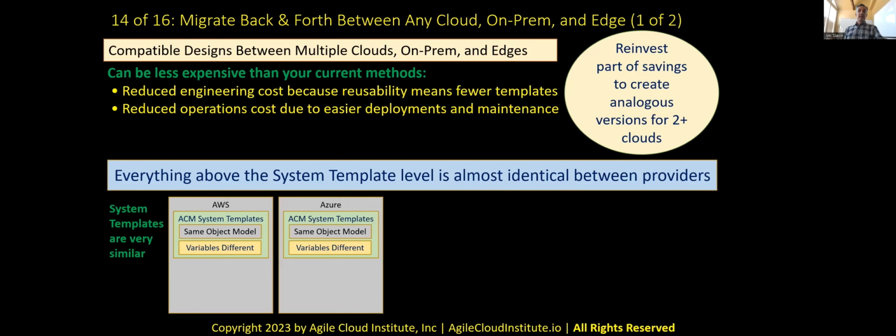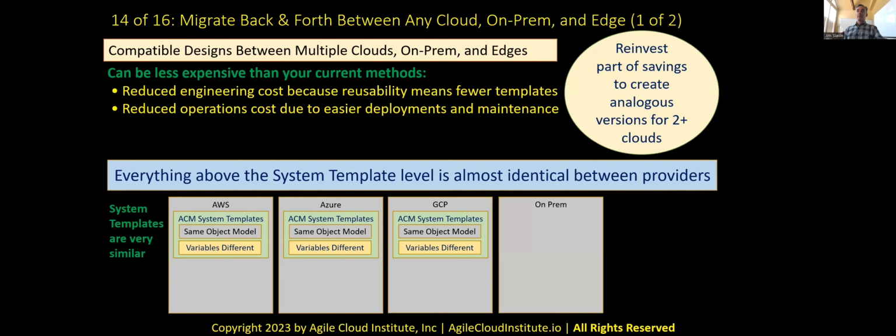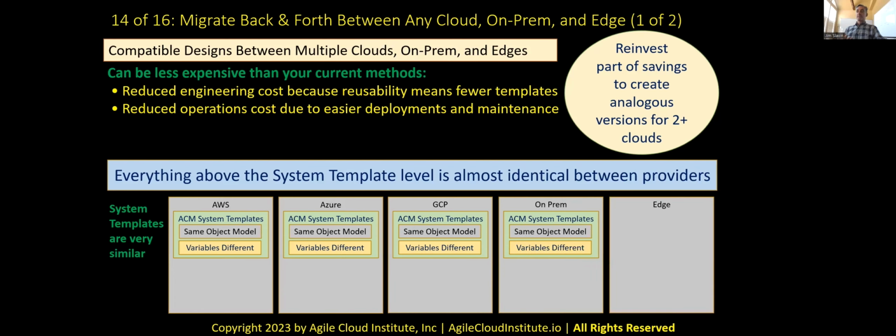For example, if you build an analogous model in Azure, you have the same system templates with the same object model, just different variables. In Google, you have, again, very similar system templates with the same object model and slightly different variables. Your on-prem might have very similar system templates with the same object model and different variables. And your different edges might have the same system templates with the same object model and slightly different variables. The basic building blocks are going to be analogous to each other.